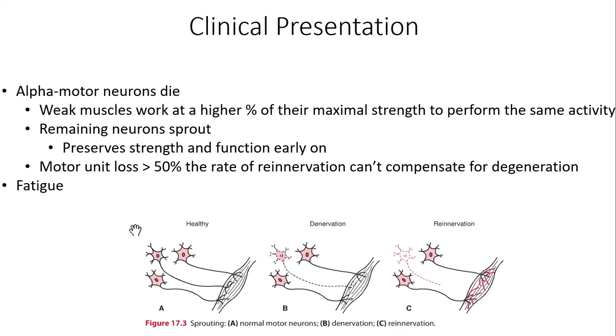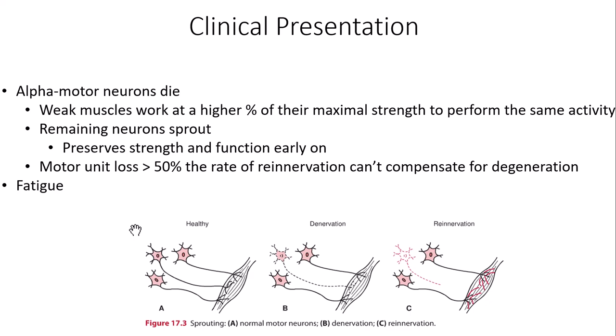When their alpha motor neurons die, their weak muscles are working harder to perform the same activity, and that's going to have the person feel fatigued easily. Okay, when the motor neurons die, if you look down at the picture on the bottom portion of the slide, the healthy neuron attached to the muscle, or that motor unit, is intact. If you move to labeled B, the motor neuron dies, so there's deinnervation of that motor unit.